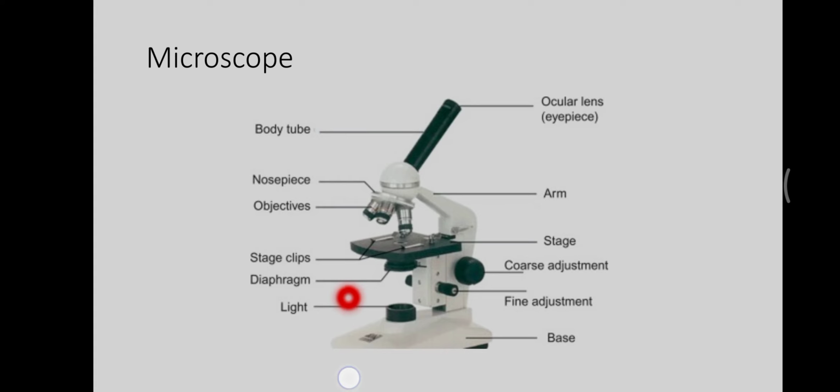This is the diaphragm and this is the light source. The light source will be used to generate light so that we can easily observe the specimen. Due to the presence of this light source, and because we have to observe things under this light, this microscope is known as a light microscope.